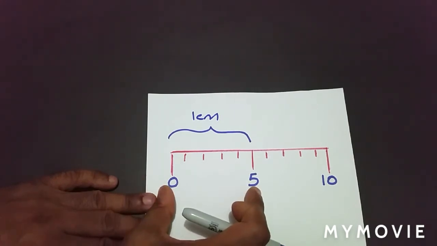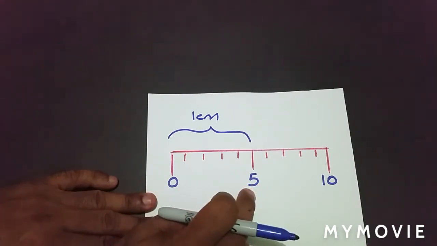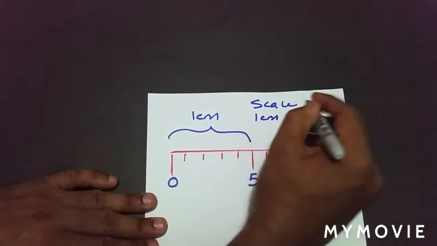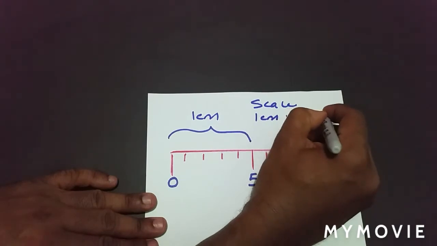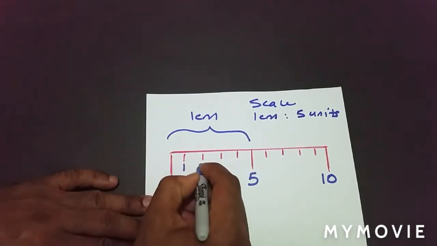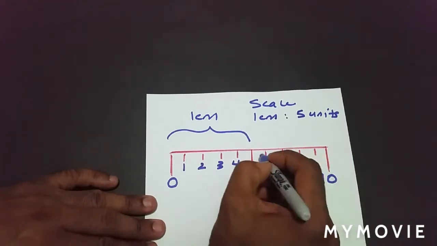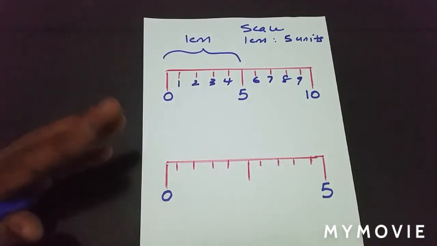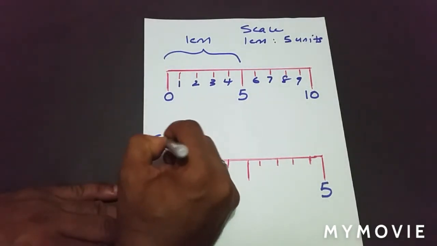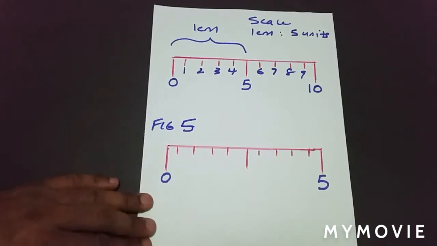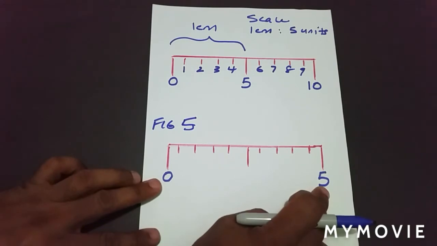This is saying for every 1 centimeter, we're going up by 5 units. So the scale for this one is for every 1 centimeter, we're going up by 5 units, or 1 centimeter represents 5 units. So if this is 0 and this is 5, then clearly this is 1, 2, 3, 4, 5, 6, 7, 8, 9, and 10. Okay, very, very simple. And I'm going to call this figure 5, right? And clearly here this is 0 and this is 5.